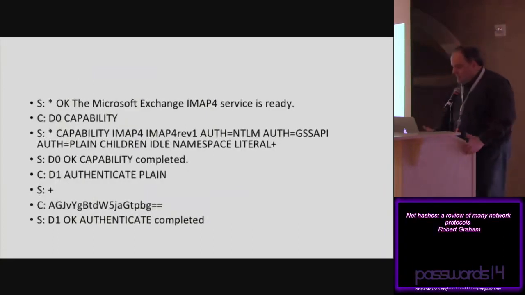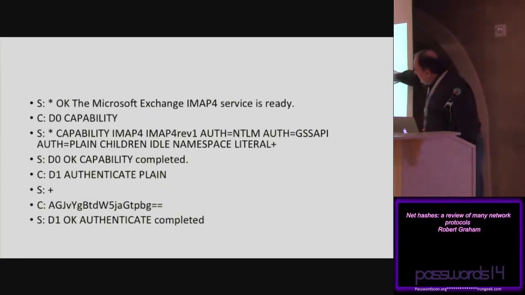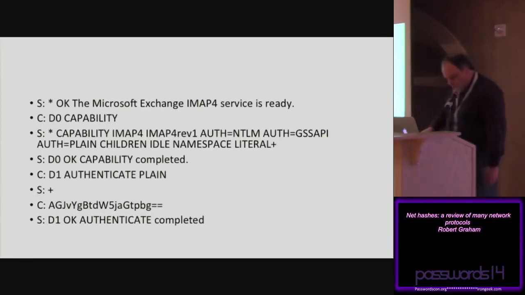So here's another example. In this case, it's IMAP4, another way of grabbing email from the server. Again, the server tells us, I do a capability command, and it tells me, okay, here are my capabilities. For authentication, I support NTLM, GSS API, plain. Those are the three authentication techniques it supports. And then here's an example of doing just the authentication plain, and then it tells me, okay, I've logged in.